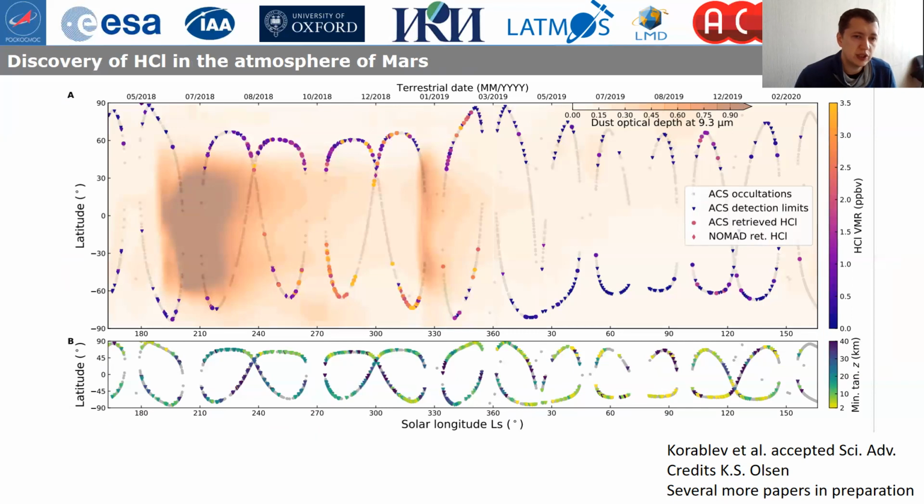conclusion that there is a correlation between HCl and the dust and high water in the atmosphere, but this is not yet solved completely because the chemistry and atmospheric studies are ongoing to understand why it is there. The paper is accepted to Science Advances, and several more papers are being prepared and submitted these days.